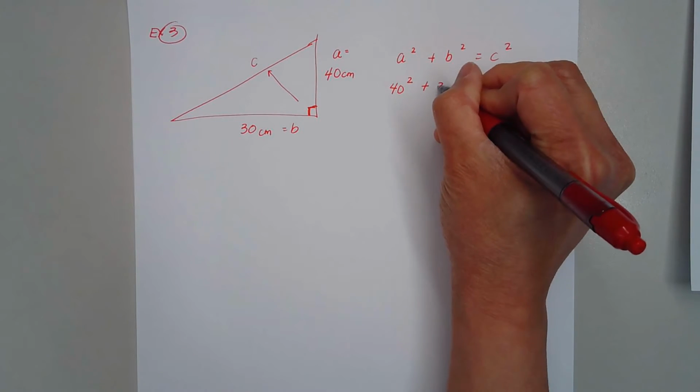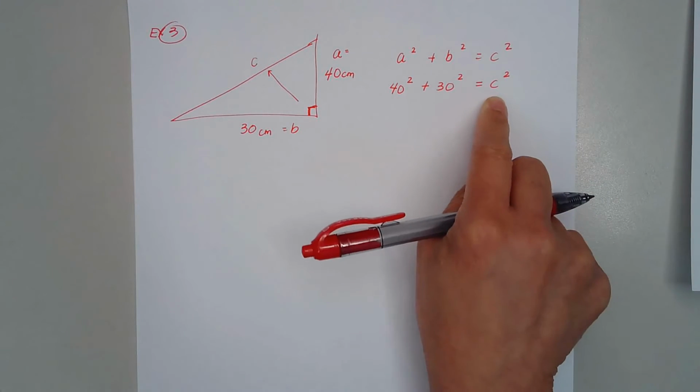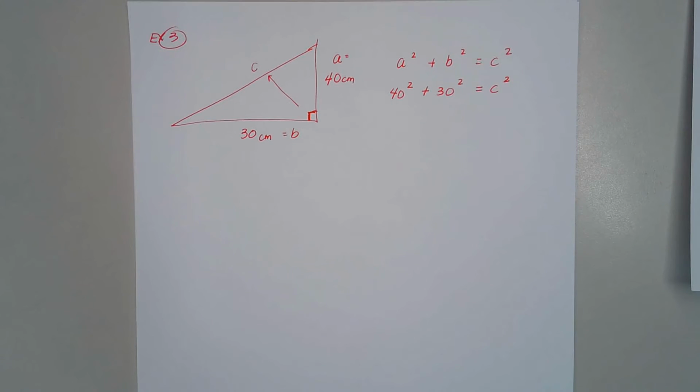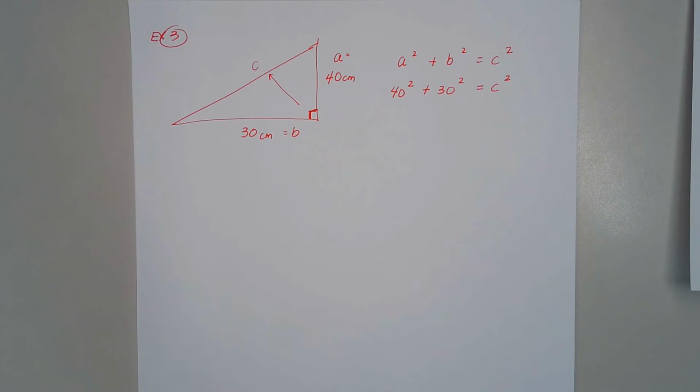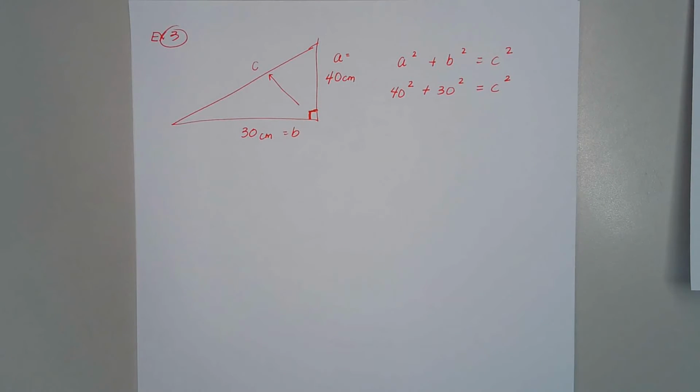I have nothing to replace the C by, so we're just going to leave it as C. What's the next step? We've got to do the order of operations, right? So 40 squared. What's 40 squared? 40 squared means 40 times 40.